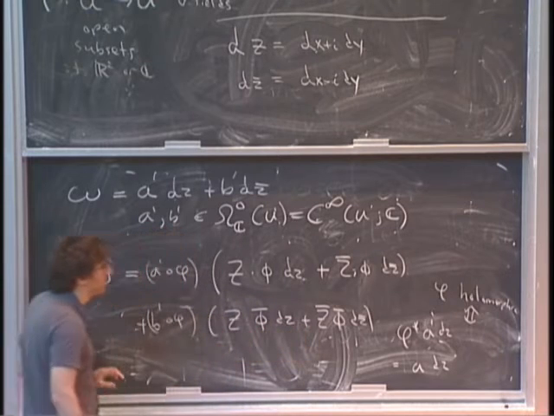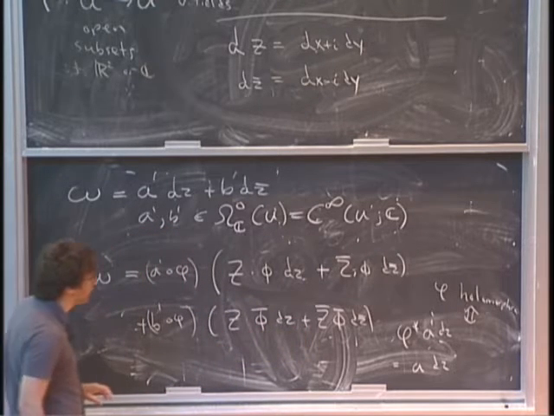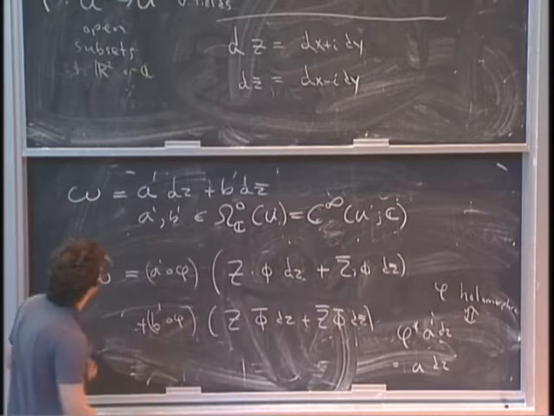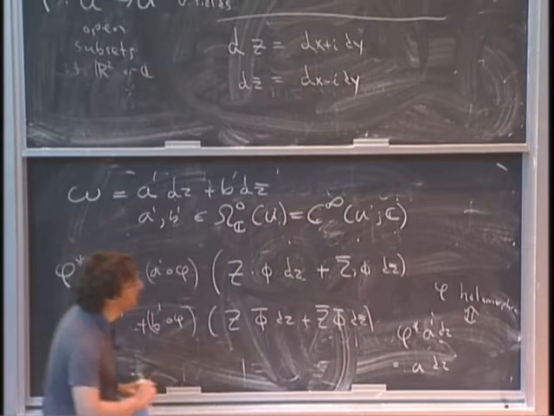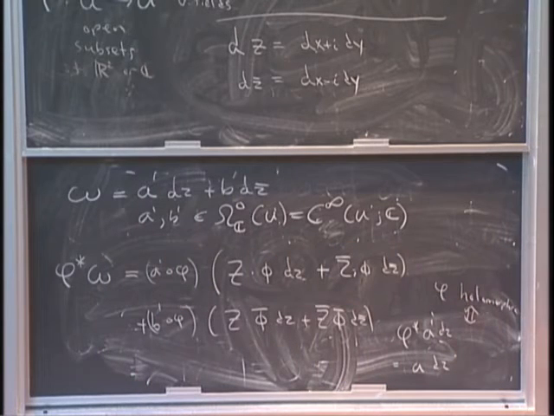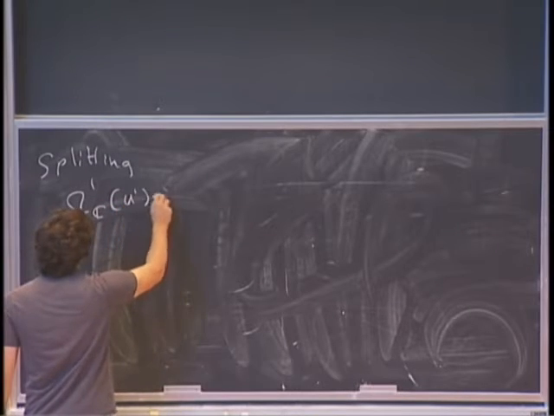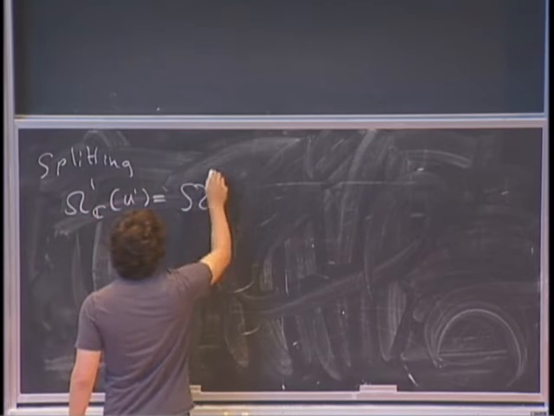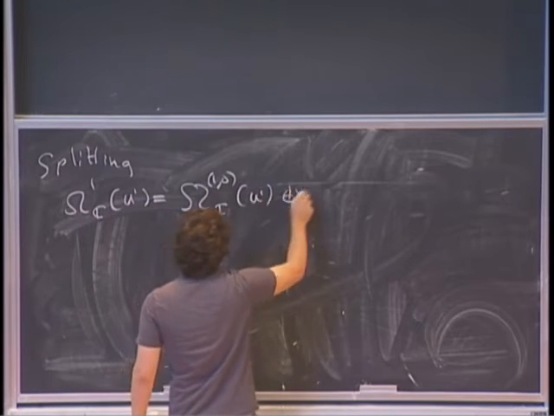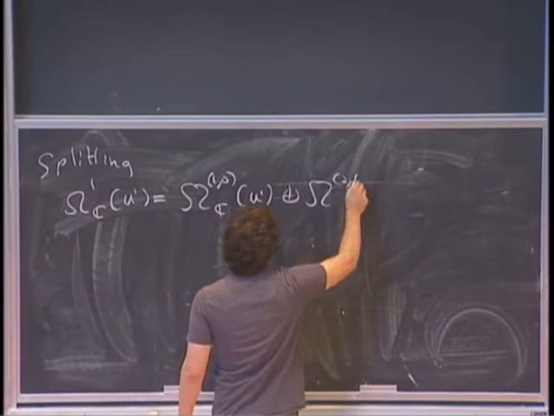The point, what you're supposed to understand from this, is that we have this natural splitting of the complex valued one forms of U prime into the (1,0) and the (0,1) forms.